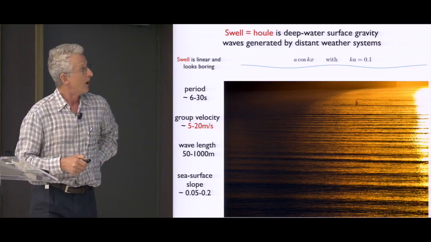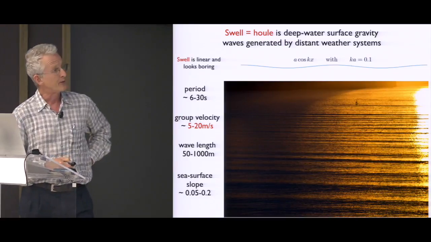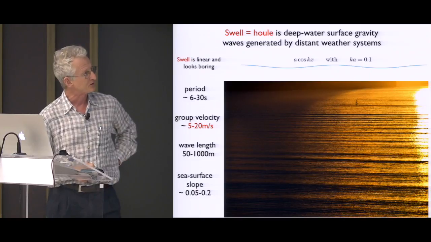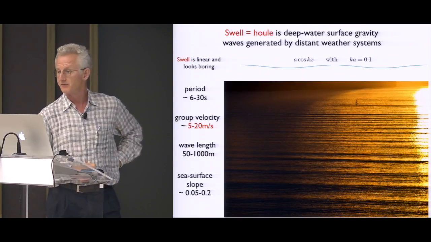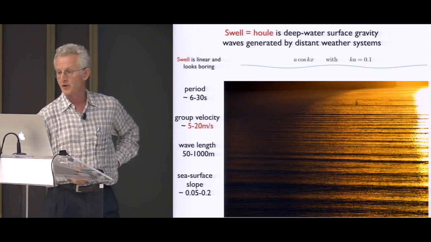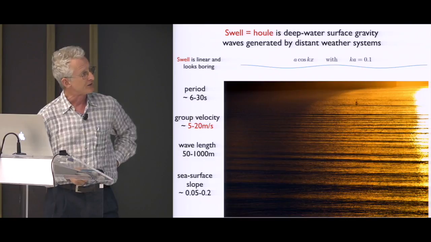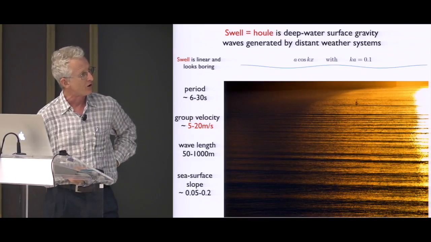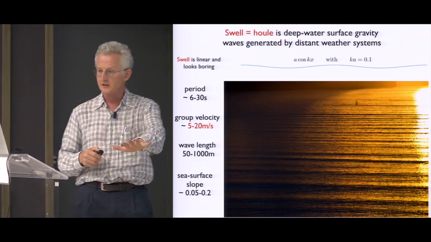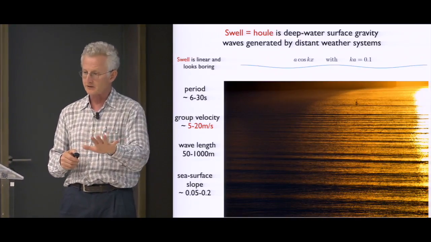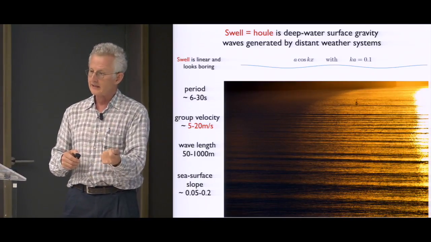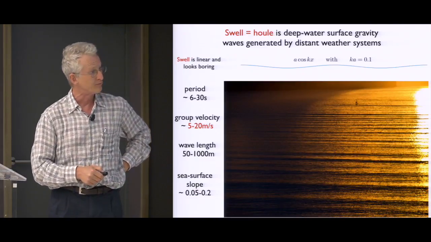So we're talking about waves with a period between about 6 and 30 seconds. Group velocities are quite fast, which is going to be important: group velocities 5 to 20 meters per second. Wavelengths between 50 and 1,000 kilometers. And it's important to realize that even waves which are 1,000 kilometers long are effectively deep water waves. They're waves which don't feel the bottom of the ocean, because as they propagate across the ocean, a typical depth is 4 to 5 kilometers, and the e-folding scale is the wavelength divided by 4 pi.